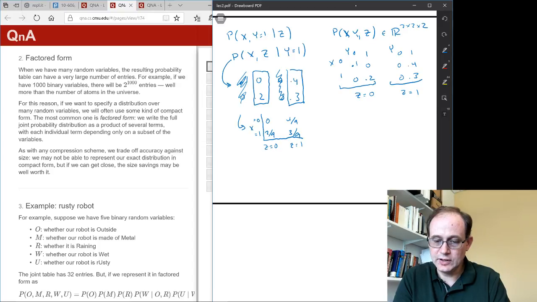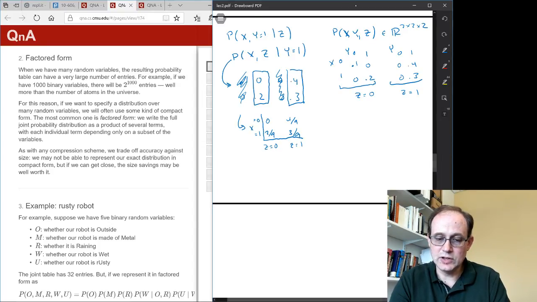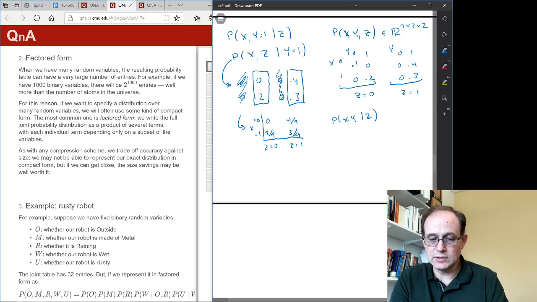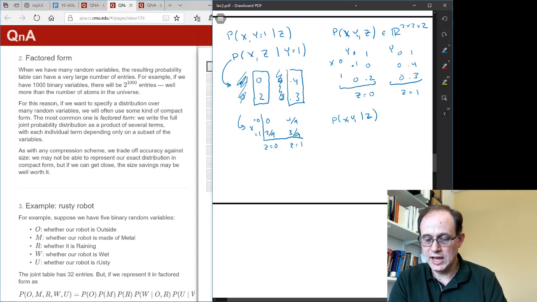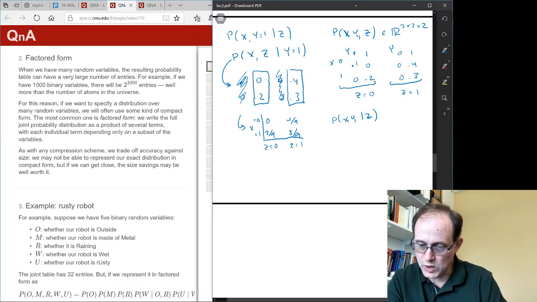Now let's look at this here. Well, actually let's first look at p of x comma y given z. So when we write p of x comma y given z, that means we condition on each possible value of z. So if we condition on z equals 0, that means to take this table and renormalize it so that it sums to 1. So we get 1/3, 0, 0, and 2/3. And then this one, and normalize it so it sums to 1. So we get 0, 4/7, 0, and 3/7.